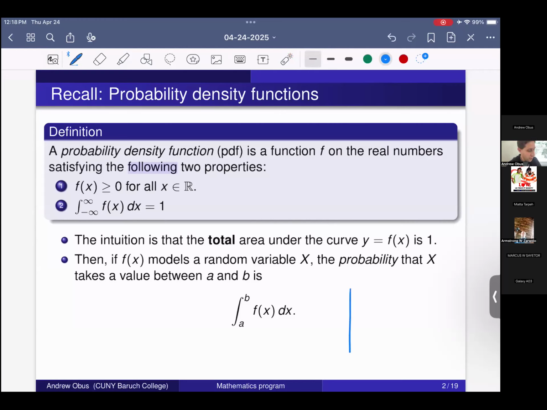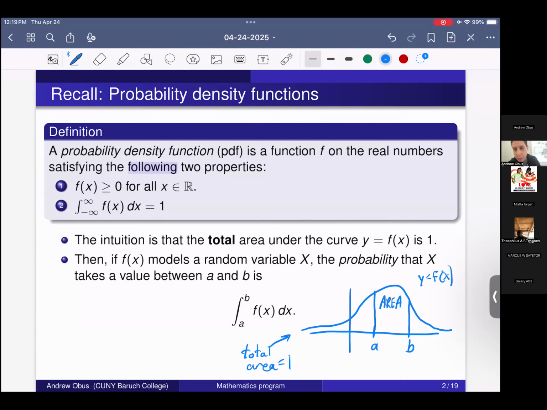So the picture here is, if I have a probability density function that looks something like this, y equals f of x, then the total area under the curve is equal to 1. And then if I have two points A and B, then this area here, which is some proportion of 1, is the probability that the event takes a value between A and B.